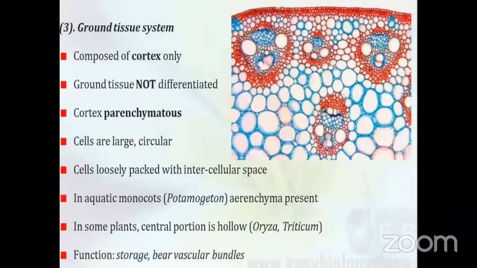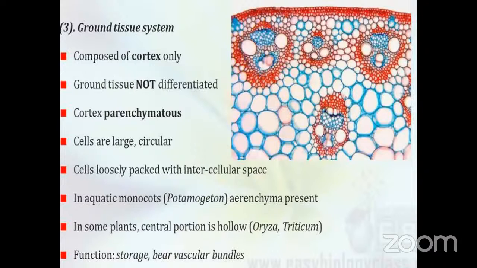Then the ground tissue system. The ground tissue system consists of only cortex, and here also cortex, with no differentiation of outer cortex, inner cortex, and endodermis, only ground tissue. The ground tissue is not differentiated, and the cortex is parenchymatous. Parenchyma cells are thin-walled, with intercellular spaces between cells, and with a large vacuole in the center. If it contains chloroplast, it is photosynthetic in function. Otherwise, with the large vacuole in the ground tissue, it is storage in function. The nutrients are stored in this parenchyma.